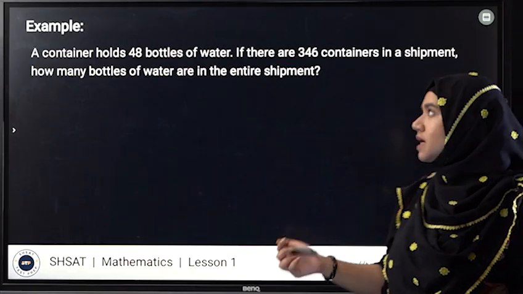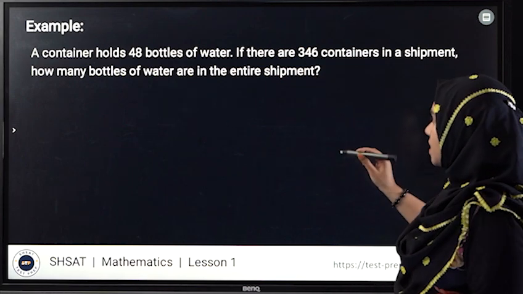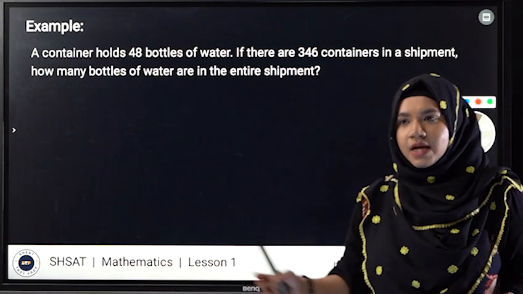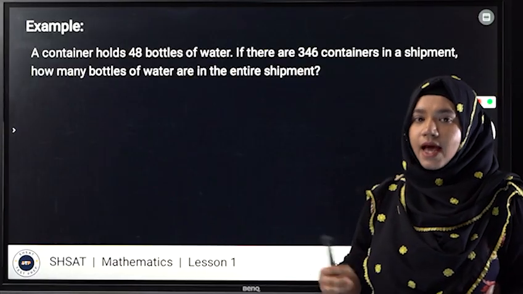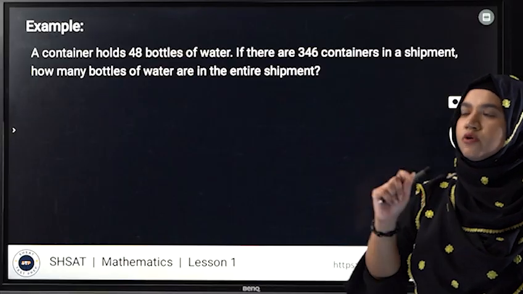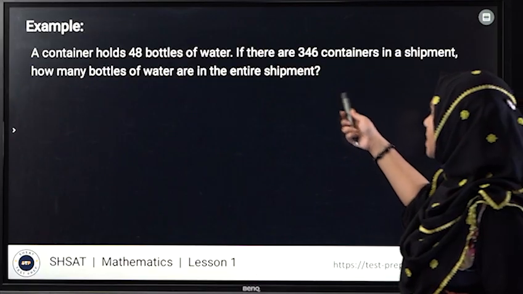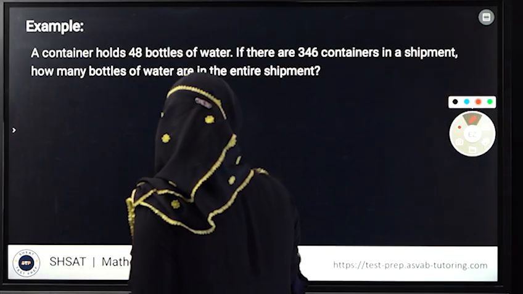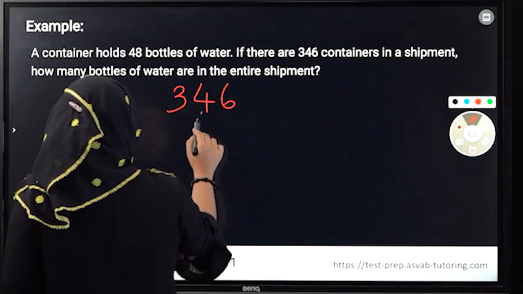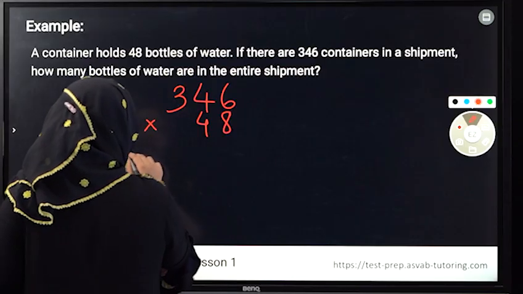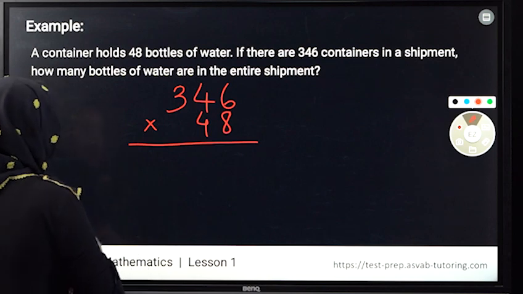What that means is, there are 346 containers. However, each container has 48 bottles. Let me just break it down for you. Let's say we have 3 containers and each container has 2 bottles, how many bottles are there? 3 times 2, 6, right? So same here, we have just 2 big numbers that we need to multiply. The essential thing here is for you to understand what the question really asks you to do, right? So 346 times 48, let's just go for it.